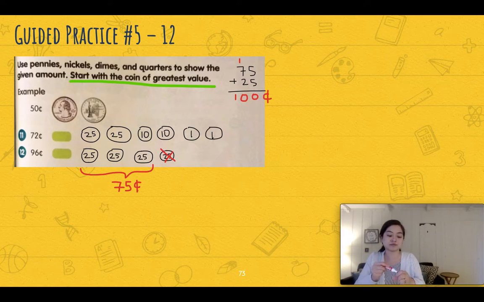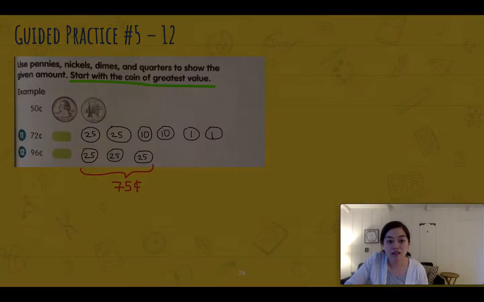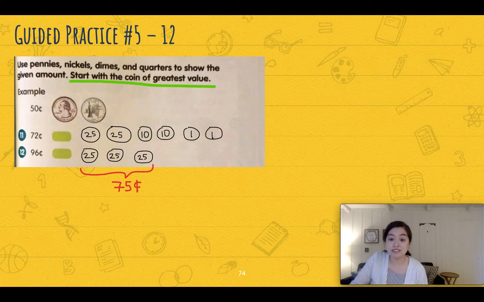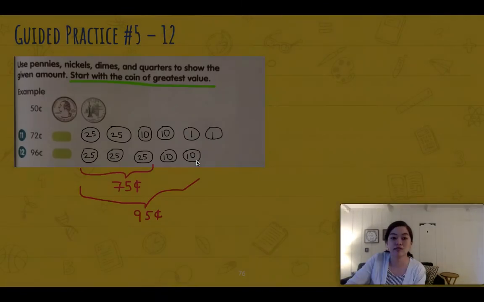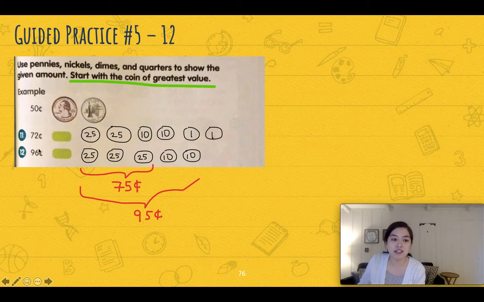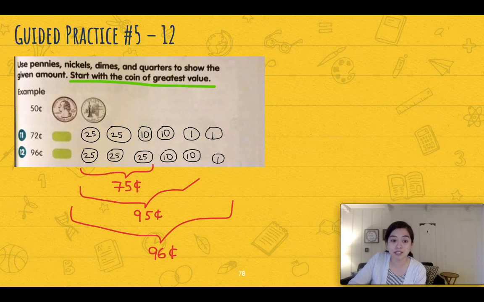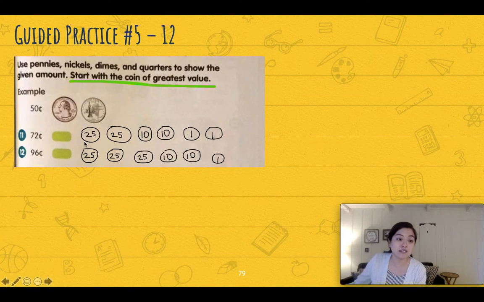Okay. All right. So now I have 75 cents. Now let's add some dimes and get as close to 96 as possible. So 75, 85, 95. Okay. And now I want to get 96 cents from 95. So I need 1 more cent. So 1 more cent gives me 1 penny. Okay. So that gives me 96 cents. So to get 96 cents, starting with the coin of the greatest value, I need 1, 2, 3 quarters, 2 dimes, and 1 penny.